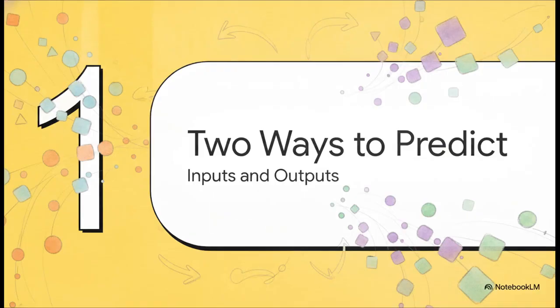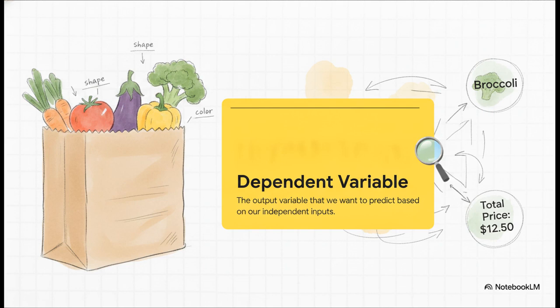Part 1. Two ways to predict. Inputs and outputs. Before we get into the algorithms themselves, let's just quickly sync up on our data science vocabulary. Every machine learning model basically runs on two things: independent variables and dependent variables. Think of it like a bag of groceries. The independent variables are your raw inputs, right? The shape, the color, the weight of the veggies going into the bag.